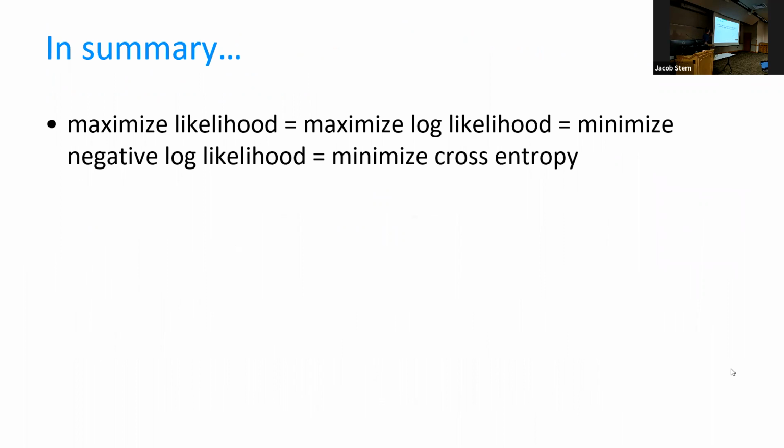So to summarize, and this is really the only thing you need to remember from this mathy section: maximizing likelihood is the same as maximizing log likelihood, is the same as minimizing negative log likelihood, is the same as minimizing cross-entropy. Question. Yeah, and that'll be the easiest way to do it. Or I mean, it depends on which way is more intuitive to you, but yeah.